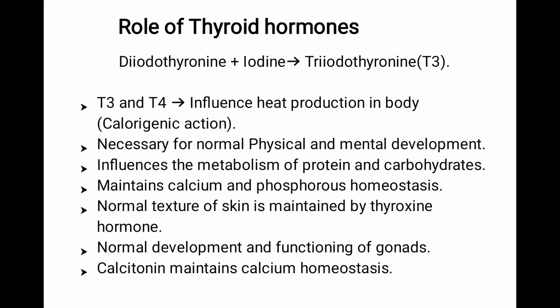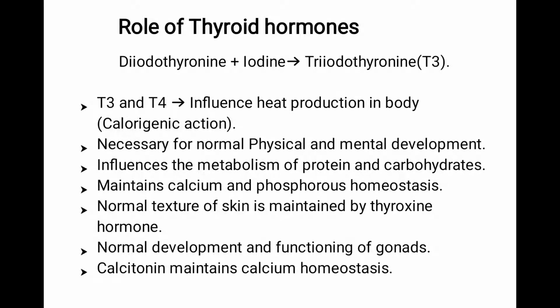Coming to the role of thyroid hormones, T3 and T4, that is triiodothyronine and thyroxine, they influence heat production in the body, which is called calorigenic action. They are necessary for physical and mental development. They influence the metabolism of protein and carbohydrates. They maintain calcium and phosphorus homeostasis.